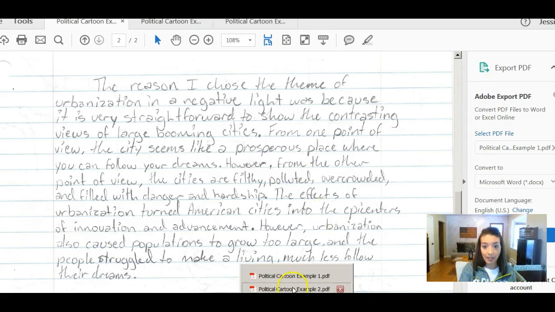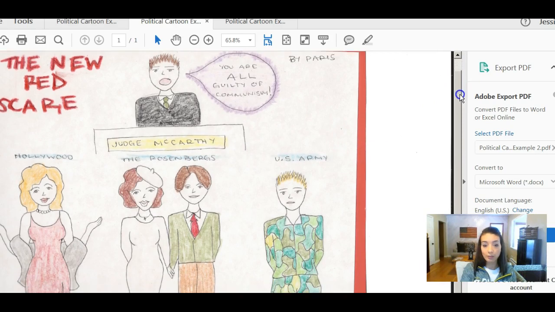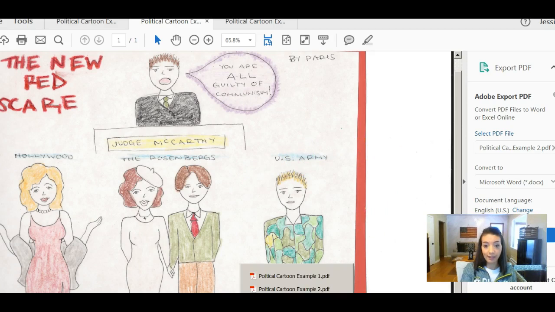Now, here is another example. And so here is the caption, the new red scare, okay? Here is her dialogue. And then she was able to incorporate her vocab terms actually pretty easily because these people were vocabulary terms that they had to study, and so was this person's name. So that one's kind of a simpler one to give you another idea.